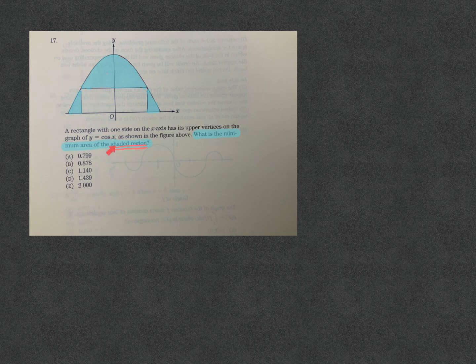For number 17, be careful. You might think they're looking for the maximum or minimum area of the rectangle, but they're really looking for the minimum of the shaded region.